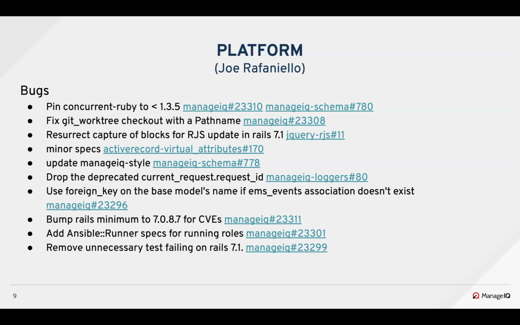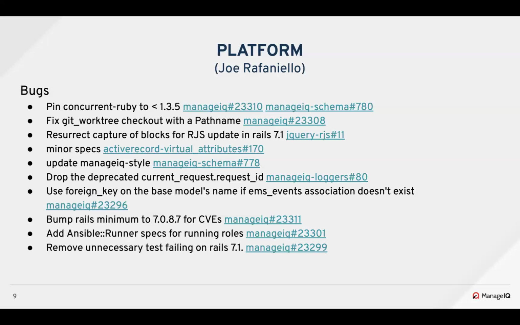I updated jQuery RJS, an ancient Rails component, to revert a change where Rails 7 removed capturing of the blocks that are needed for RJS updates. Keenan made some minor fixes and changes to the virtual attribute tests. Keenan also updated the ManageIQ style used in Schema to pull in some CVE fixes. In loggers, Adam removed a long since deprecated current request ID method. I fixed an issue where showing the timelines for clusters would fail because we failed to properly identify the foreign key column for subclasses of EMS cluster.